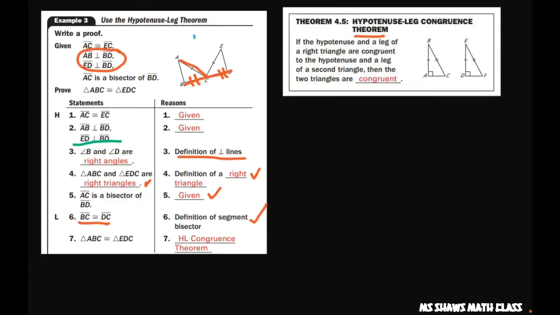The theorem says that if the hypotenuse and leg of a right triangle, so here's your hypotenuse, and the leg, we're just going to use one leg, are congruent to the hypotenuse and leg of a second triangle, then the two triangles are congruent. So that's what we have. We have our hypotenuses congruent in both triangles, and each of the legs is congruent to each other.